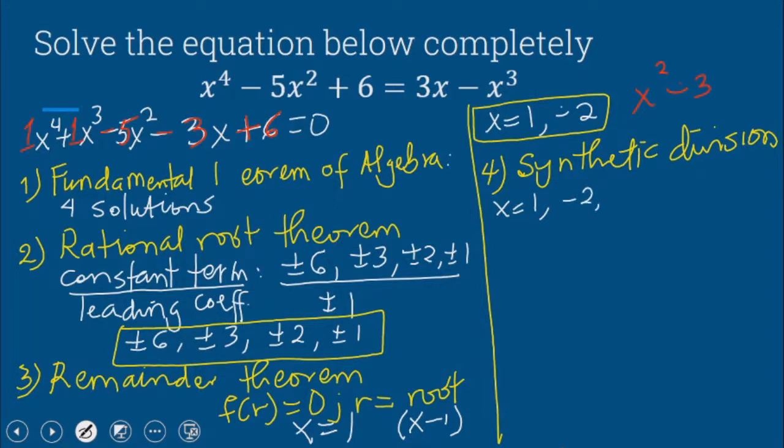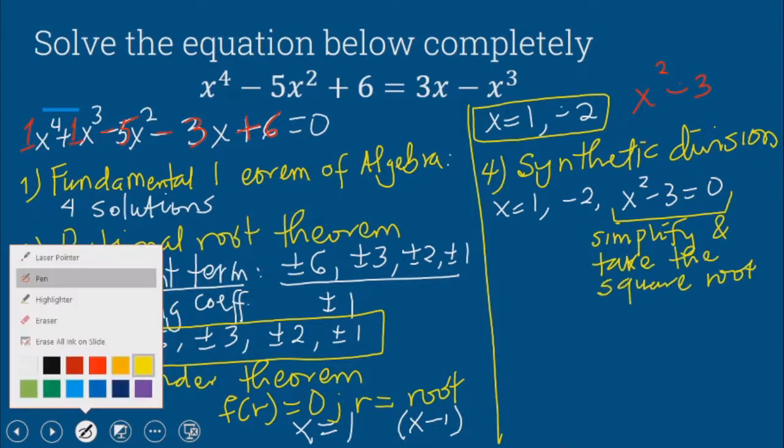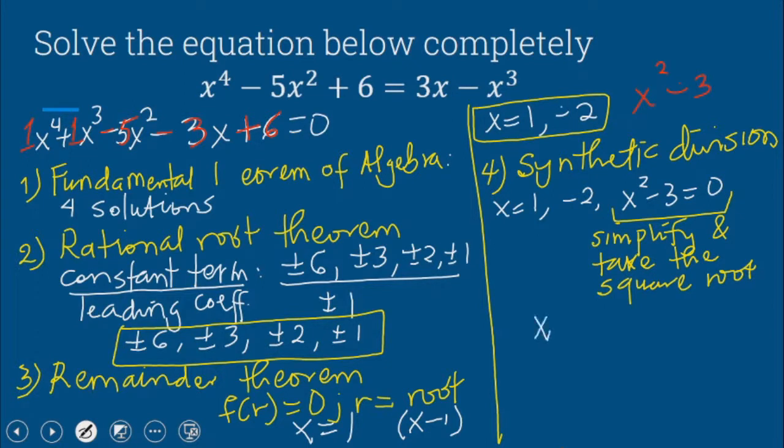Okay. So after the synthetic division, our solution now is s equals 1, s equals negative 2. Then we are left with the equation s squared minus 3 equals 0. This is a simple quadratic equation, so we can simplify and take the square root of both sides. To solve, s squared minus 3 equals 0. Then we add 3 to both sides. So s squared will be equal to 3. Then we take the square root. So s will be plus or minus square root of 3.